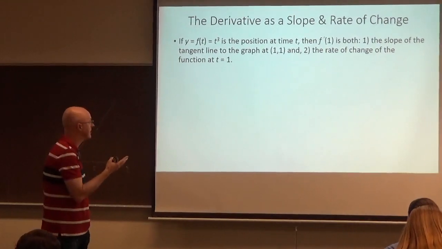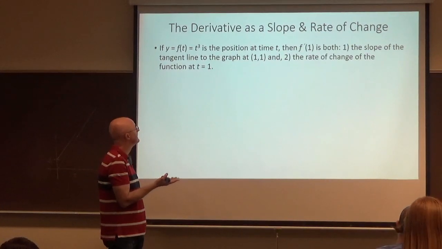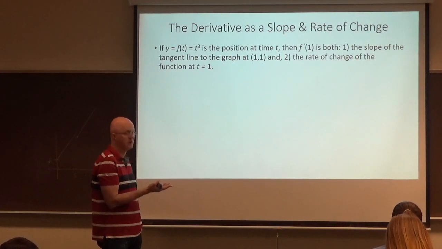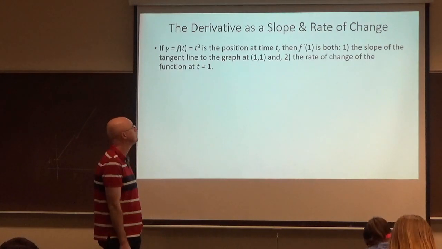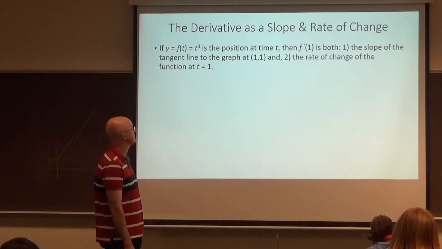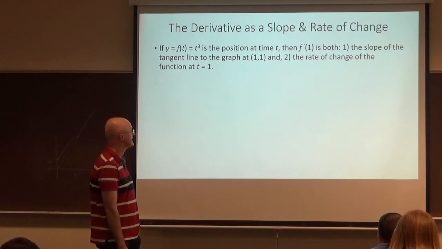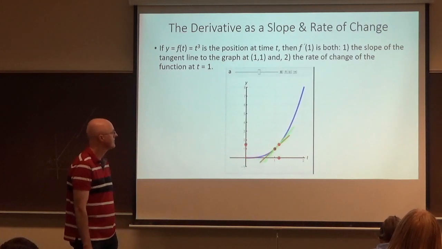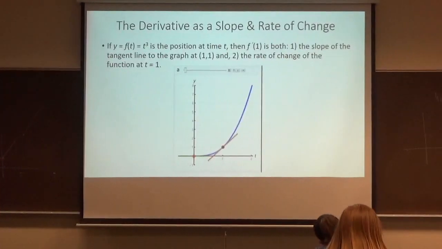Let's pretend the same function, except now I'm using t as the independent variable for time. f of t equals t cubed is the position at time t. You could also think of it as distance traveled, say if t is greater than or equal to 0. Then f prime of 1 is both the slope of the tangent line to the graph at (1, 1), and the rate of change of the function at t equals 1. Okay? You're looking at this animation, and listen to what I say here.